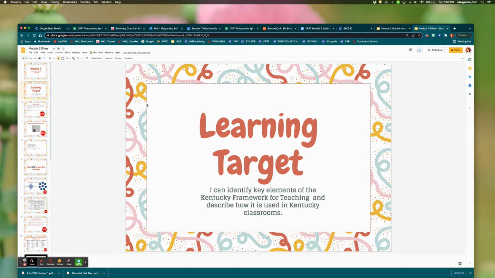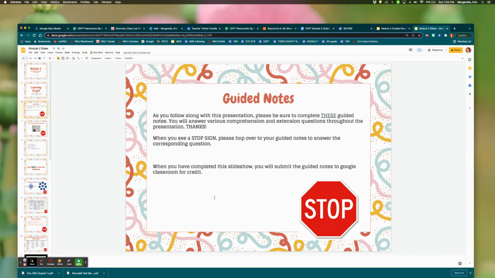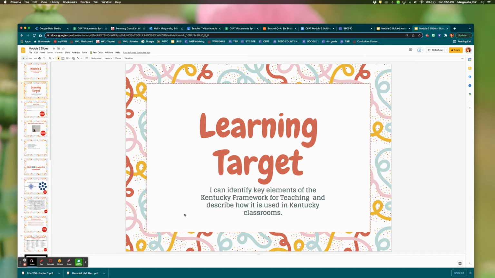So for today, our learning target is I can identify key elements of the Kentucky Framework for Teaching and describe how it is used in Kentucky classrooms. So notice that this isn't filled with edu-speak. It doesn't have complicated words or fancy education jargon. It's written clearly and simply in a way that students can understand.